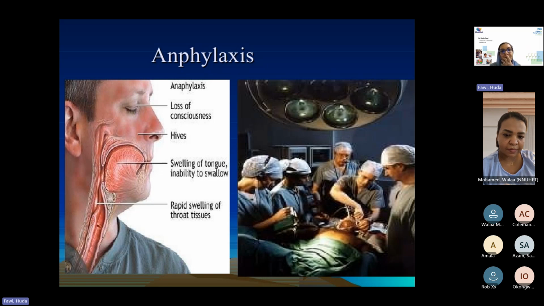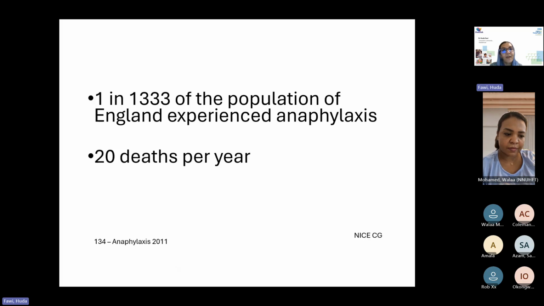But I think it's important to be talking about anaphylaxis, because this is the severe presentation of allergies. 20 deaths per year do happen, and 1 in 1,333 of the population in England have experienced anaphylaxis. So it is rare, but it happens, and we have had a few children who have died, like the likes of Benedict, who was 5 years old, milk allergic. Instead of his normal oat milk, he was given milk at school, and he died.